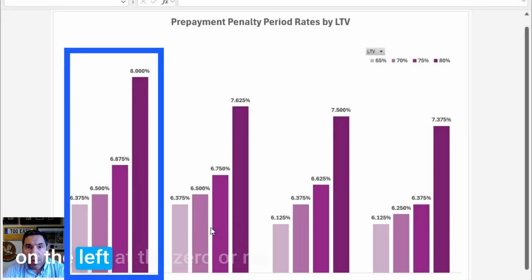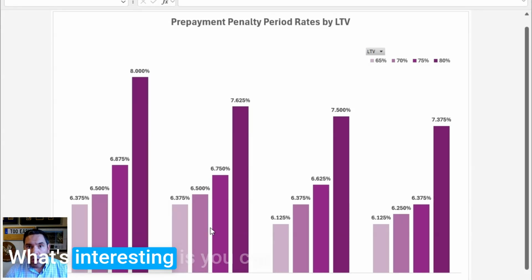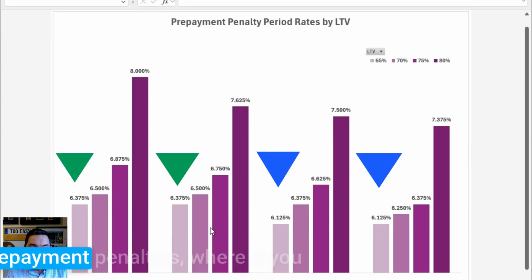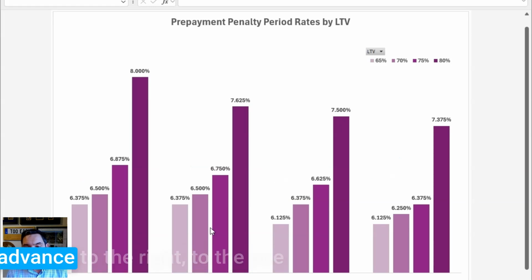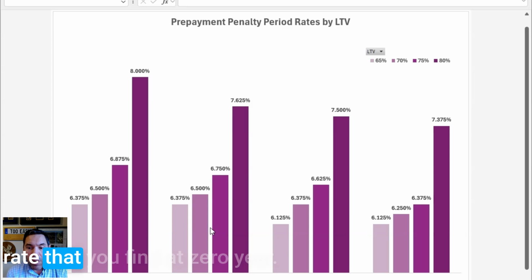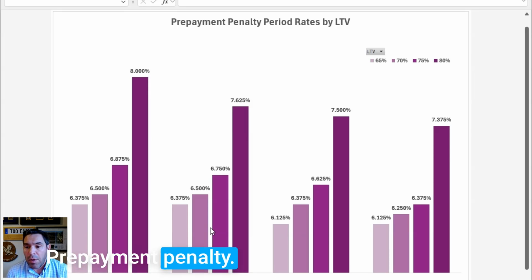As you can see, starting on the left at the 0 or no prepayment penalty, you can see at a 65% LTV, you have the best possible interest rate or lowest possible interest rate. And then going all the way up to an 80% LTV, you see the highest possible interest rate. What's interesting is you can see some parity between 0 and 1 and 2 and 3 year prepayment penalties, where if you advance to the right to the 1 year prepayment penalty at 70% LTV, you're still finding the similar rate that you find at 0 year prepayment penalty.